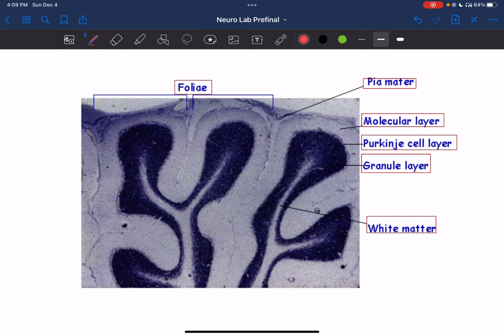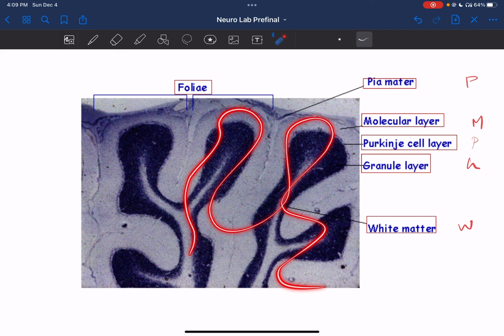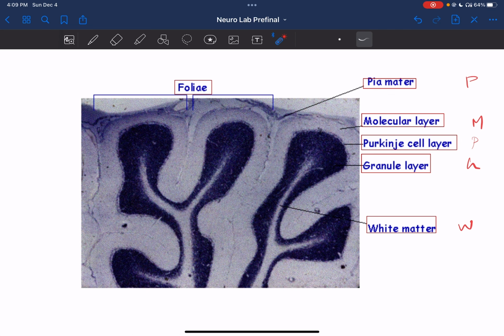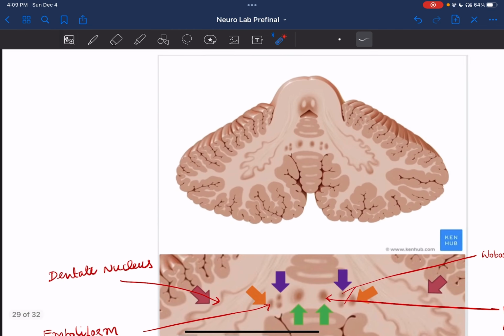So you can remember it like MPG. Okay, and the white matter, which is obvious, and the topmost layer is your pia mater. And all of this forms the folia. And even here, you can clearly see the tree-like appearance. And if you can recollect, what is that called? It is called arbor vitae.